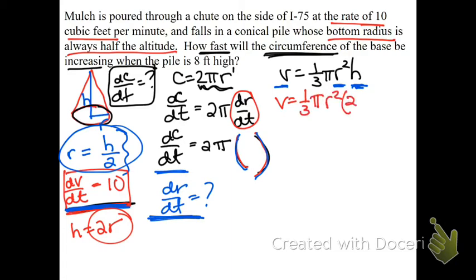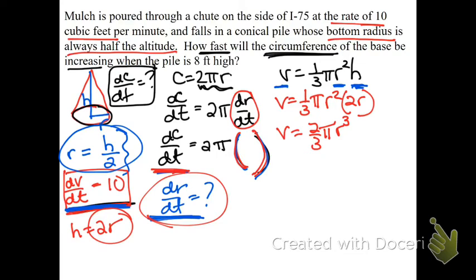Replace h with 2r. Simplify. We're going to have a 2 times a 1/3 is 2/3. And there's an r squared times an r. Okay, so again, focus on what we're trying to find here. Remember, the question was, what is dC/dt? But we couldn't find it until we knew dr/dt. So what I really need right now is dr/dt.